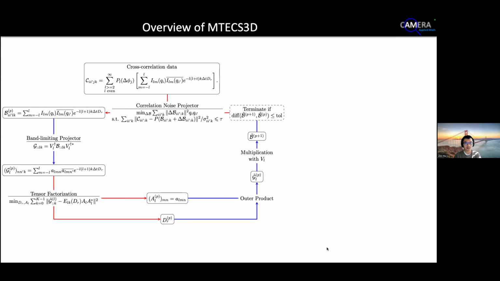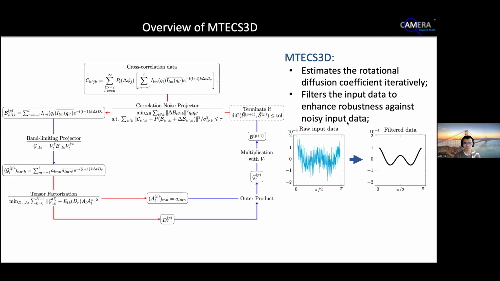And here I'd like to emphasize several properties of the MTech3D algorithm. First, it estimates the rotation diffusion coefficient iteratively as the loop goes. Through this iteration, we will gradually get better estimation of the desired coefficients. Second, the algorithm filters the input data to enhance robustness against noisy input data. So when refining the estimate of rotation diffusion coefficients, MTech can also improve the estimate of these Lagrange expansion coefficients. We can actually use the loss of the estimate of B to obtain a cleaner angular temporal cross-correlation data that agrees with the underlying mathematical model. So we say by doing that, the algorithm filters the input data to obtain the cleaner data.